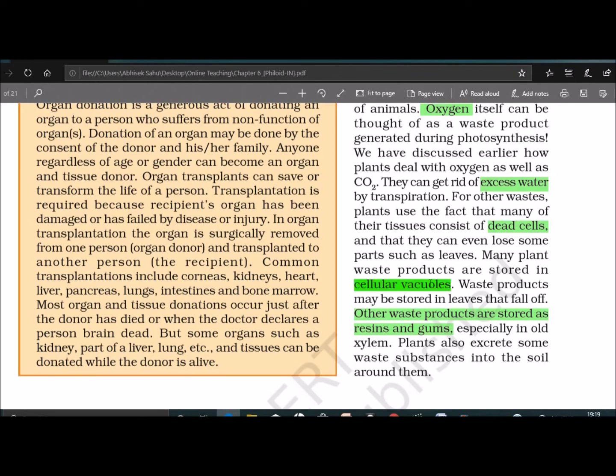Plant cells have large vacuoles which can be used for the storage of waste substances. Some plants actively secrete waste compounds into the soil. Metabolism in the plant also generates organic byproducts which are stored in different forms in different parts, especially in the old xylem which is no longer used for water transport. For example, gum, oil, resins, etc. are some of the waste products stored in plant parts like the bark, stem, leaves. Eventually, these parts are shed off.